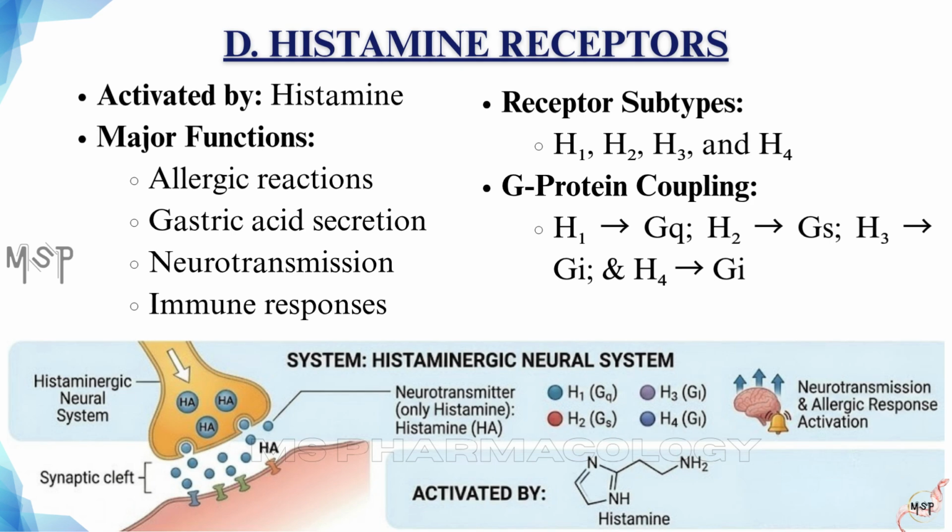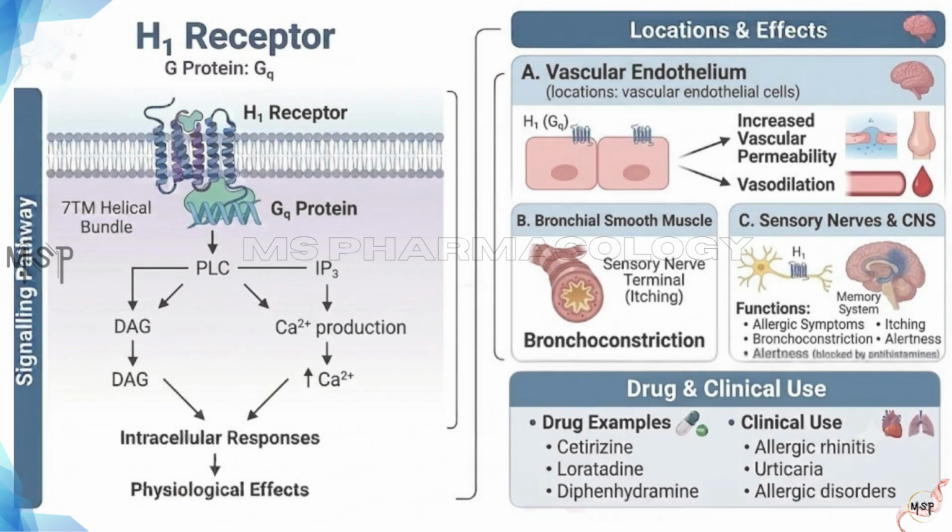the histamine receptors. Histamine receptors are activated by histamine and regulate a wide range of physiological processes, including allergic reactions, gastric acid secretion, neurotransmission, and immune responses. They are classified into four subtypes: H1, H2, H3, and H4, each coupled to a specific G protein and producing distinct physiological effects. We begin with the H1 receptor.